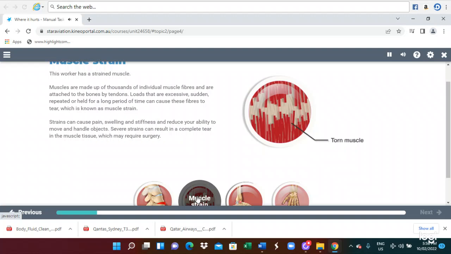This worker has a strained muscle. Muscles are made up of thousands of individual muscle fibers and are attached to the bones by tendons. Loads that are excessive, sudden, repeated, or held for a long period of time can cause these fibers to tear, which is known as muscle strain. Strains can cause pain, swelling and stiffness, and reduce your ability to move and handle objects. Severe strains can result in a complete tear in the muscle tissue, which may require surgery.